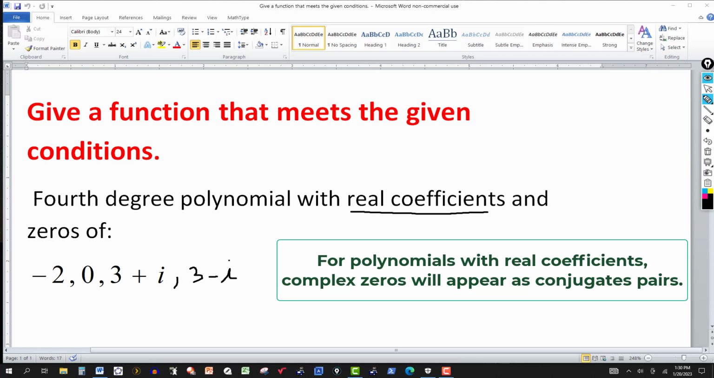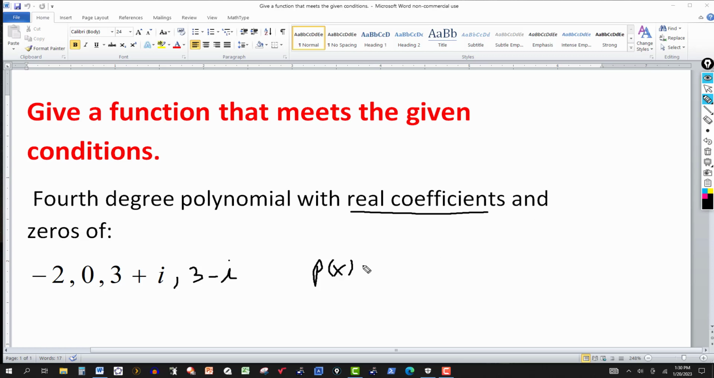I'm going to call the polynomial p of x. It doesn't really matter, you can call it f of x. This is going to equal, first we generate what the factors are going to be. We know that 0 is a zero, so x minus 0 is a factor. I'll put that in front. x minus 0 is just x. And for -2 as a zero, x minus a -2 is x plus 2. That would be a factor of the polynomial I'm looking for.